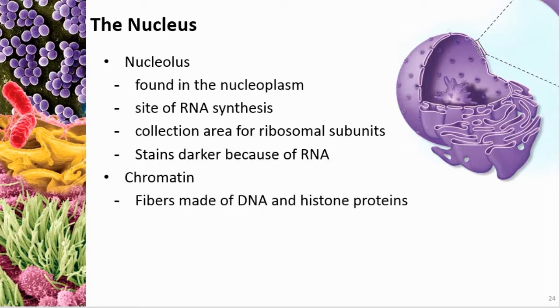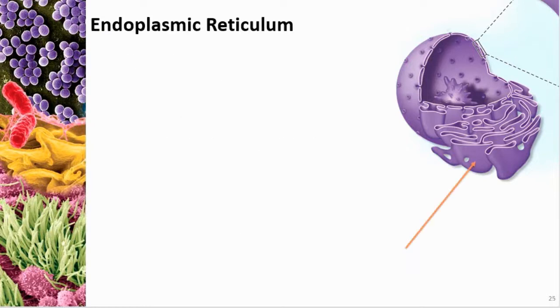Chromatin is these fibers of DNA with these proteins called histone proteins. So the DNA actually wraps itself around these histones. And this is what contains the genes of the organism.